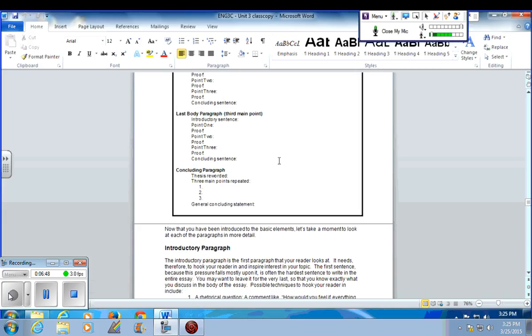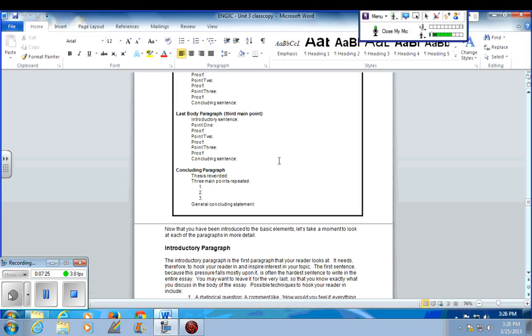Now, in your concluding paragraph, you want to restate your thesis, but you want to do it using different words. So instead of just copying out the exact same sentence that you had in your introduction, you want to do it a bit differently, using different words so it doesn't sound like you just copied it and rewrote it.